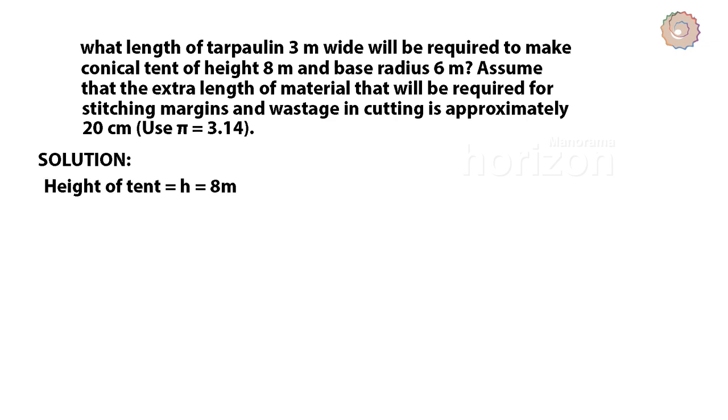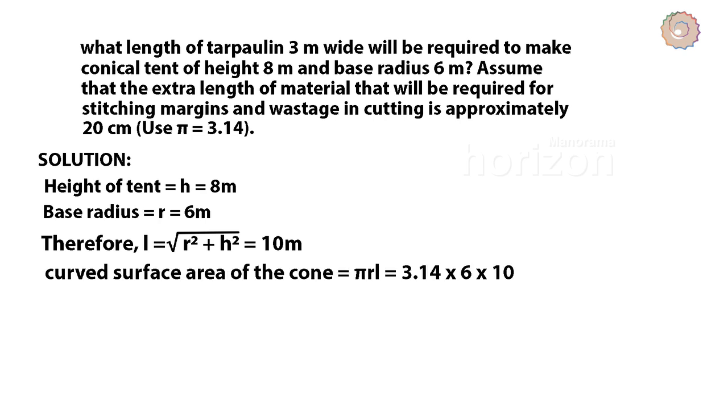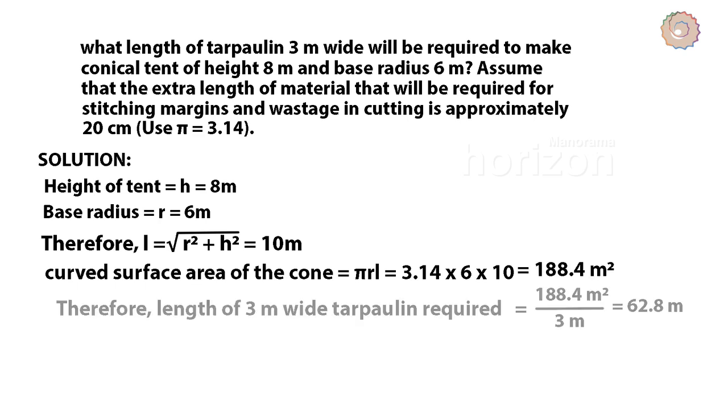So from the problem, we identify that the height of the tent is h, which is equal to 8 meter, and the base radius is r, which is equal to 6 meter. So we can find the slant height by l is equal to root of r squared plus h squared, which is equal to 10 meter. Now the curved surface area of the cone is given by pi r l. Substituting the values, we get 3.14 into 6 into 10 meter squared, which is equal to 188.4 meter squared.